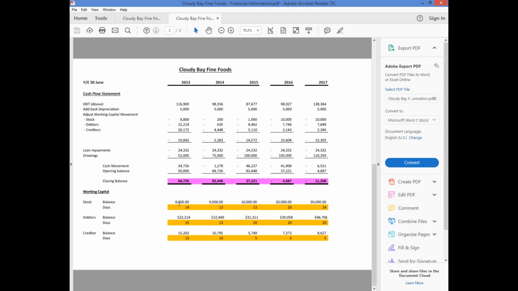We can see that her stock's grown from 8,800 to 30,000, so some of it may be sitting on the shelf. Her days of stock have gone from 14 to 24. What she's owed by her customers, so she provides credit, was 22,000. That's now at 46, and in terms of days, it's gone from 15 days to 20 days. And her creditors, she's paying her suppliers more quickly. She was paying them in 15 days. She's now paying them in 5 days. So we're seeing some signs here of what's going on in her business. What we've done is take that information and put it into the growth equation, which we'll now explain.